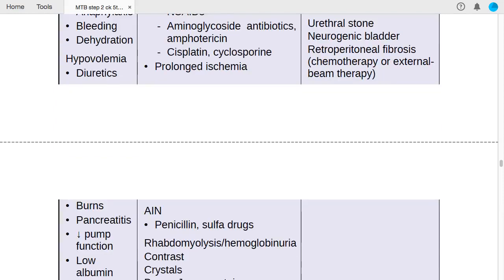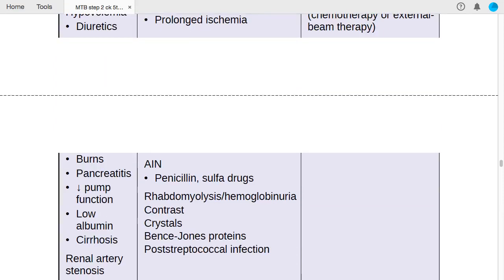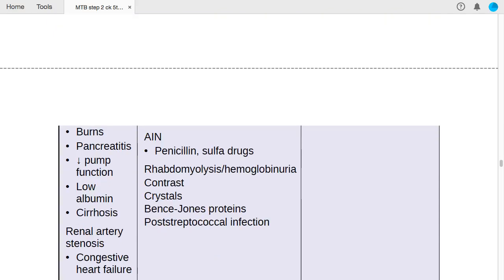Acute interstitial nephritis because of the use of penicillin and sulfa drugs. If the patient is on sulfa drugs or penicillin, that can cause acute interstitial nephritis and that definitely can cause acute kidney injury or intrinsic azotemia as well. Rhabdomyolysis, hemoglobinuria, use of contrast media, crystals, Bence Jones protein, post-streptococcal infection, that can all lead to intrinsic pathology and that will be the cause of acute kidney injury.